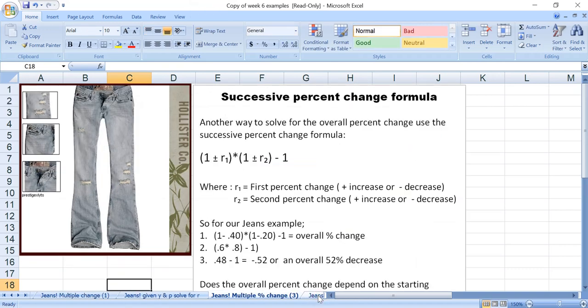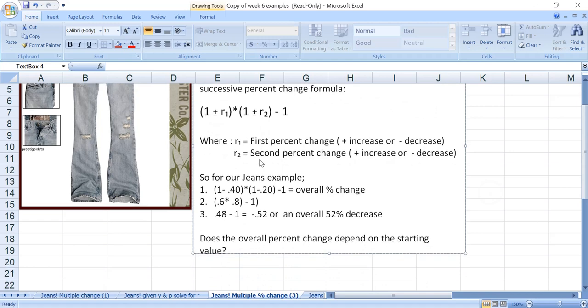And it's using what we call the successive percent change formula. So we take 1 plus or minus the first percent change times 1 plus or minus the second percent change, all minus 1. Now, importantly, you must remember minus 1 because everybody forgets minus 1. This is like including the total in the pie chart. You remember the first part, but not the second part, and your answer is all weird. Okay, so don't forget the minus 1.